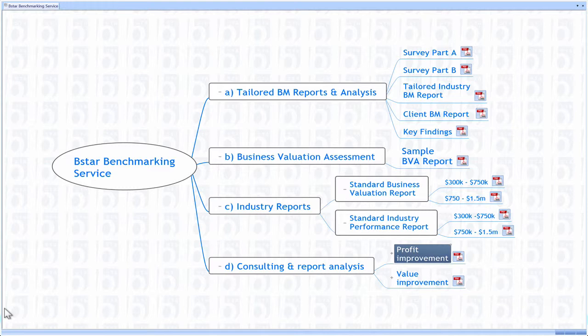So at this point, I'll summarise the Bstar benchmarking offer that we've gone through in today's video. There are 4 key components. The first one is around collecting information of both a qualitative and a quantitative nature. We then are able to produce a summary industry benchmark report of the sample set of participant firms. Each firm gets its own benchmark report as well as a key findings analysis. From there, we're able to then do an individual business value assessment on each of the individual practices. We then have our standard business valuation and standard industry performance benchmark reports that I've shown some examples of there.